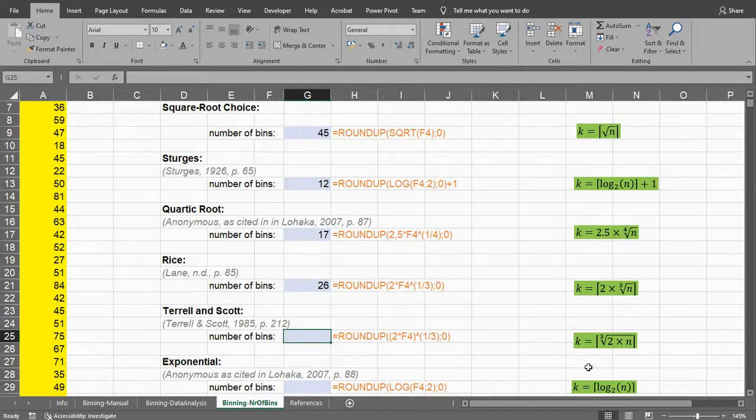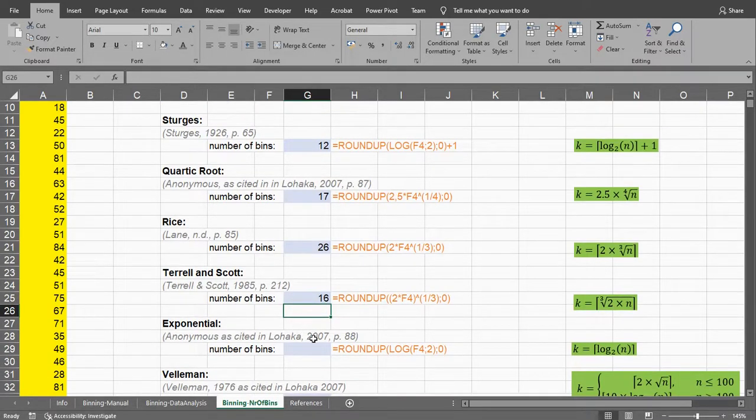We have Terrell and Scott, who say the cubic root of 2 times n. So very similar to Rice, slightly different though. So here we say round up, and then we do a new set of parentheses, 2 times F4, our sample size, raised to the power of, between parentheses, a third. Close it, and then we say that we don't want to see any decimals, so that's 16.